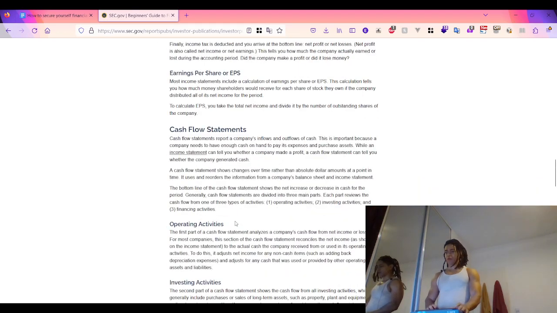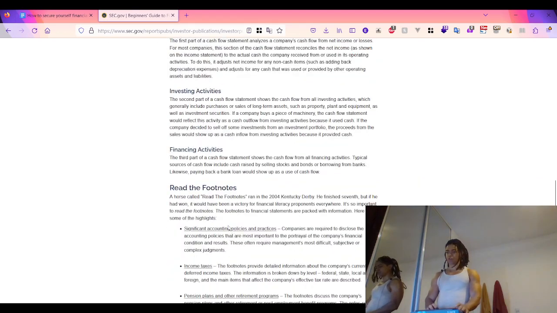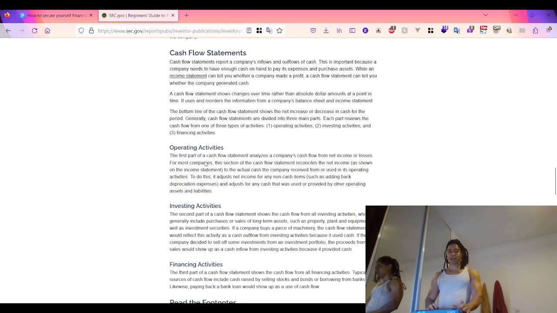So I'm just going to jump straight forward to the cash flow, specifically to the operating activities, just to make a quick recap of how this is done. Look at the net income from the income statement, analyze it, and reconcile it with the total amount of cash that was used from operating activities.